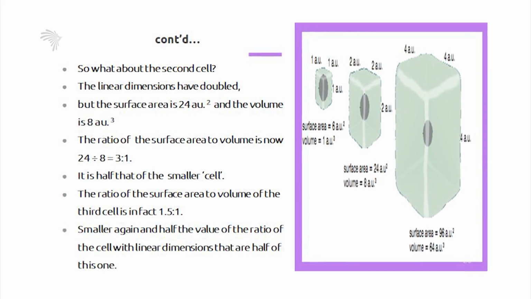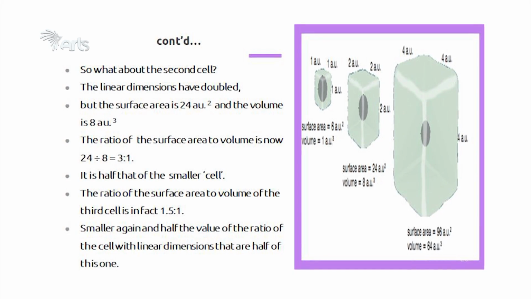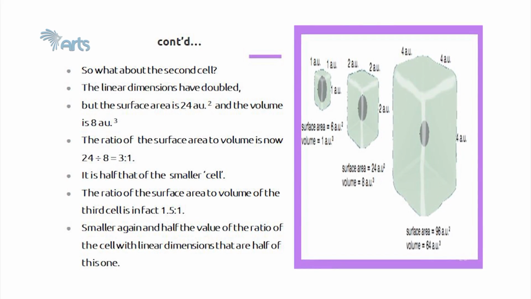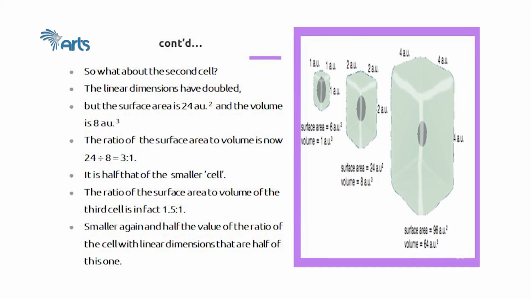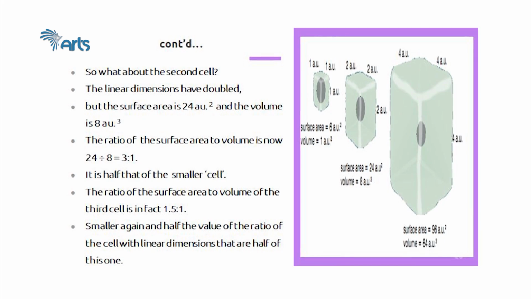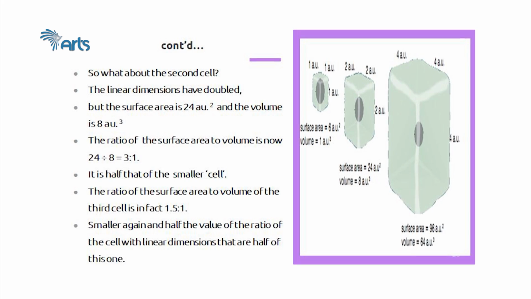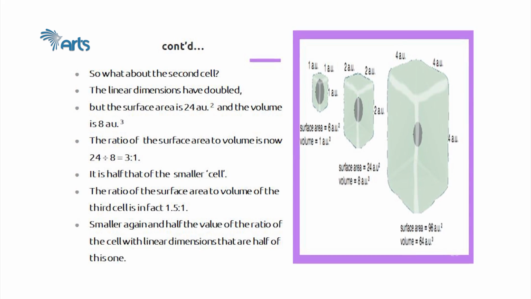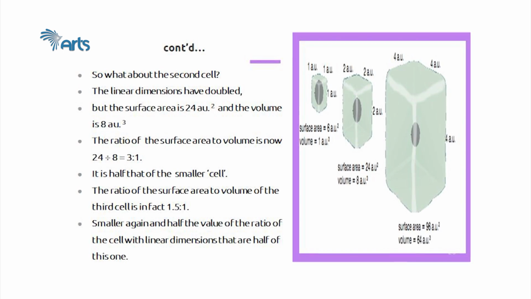Surface area to volume ratio: the first cell has the biggest ratio compared to the other two cube cells. The ratio becomes smaller again, at half the value of the cell whose linear dimensions are half of this one. So the size has an impact on the cell's material transport and the cell's metabolic processes.